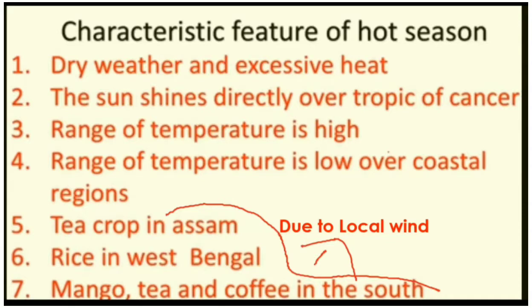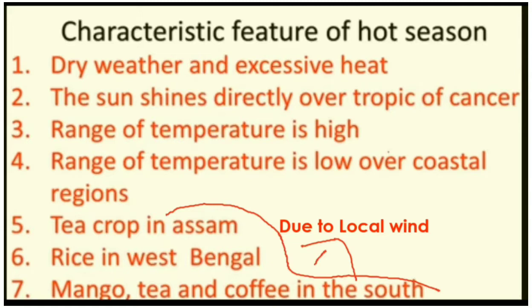Characteristics of hot season. First, dry weather and excessive heat. Why excessive heat? Because the temperature reaches up to 50 degrees Celsius. The sun shines directly over Tropic of Cancer. Third, range of temperature is high. Range of temperature means the difference between the high temperature and low temperature.